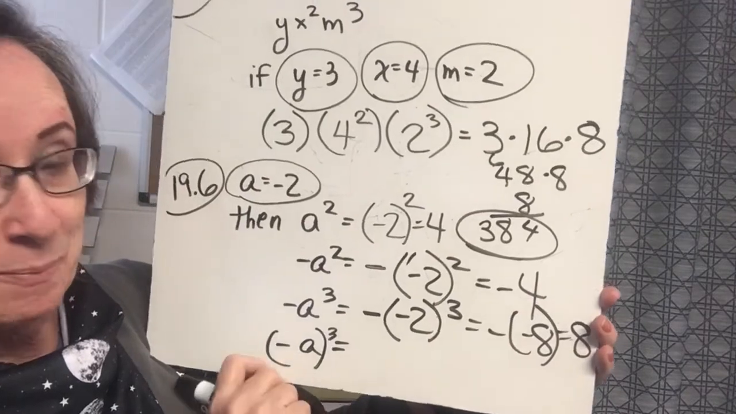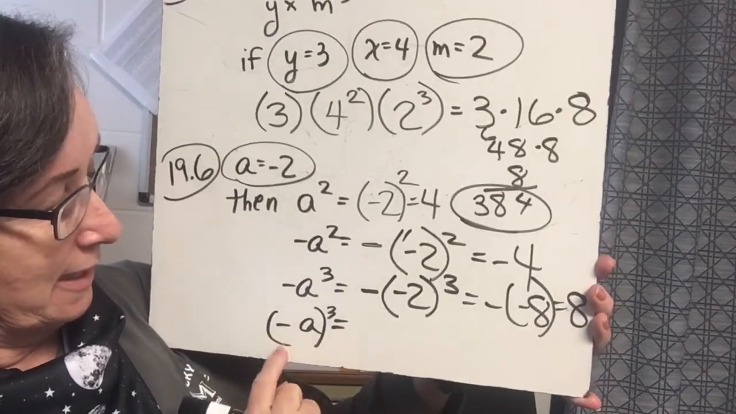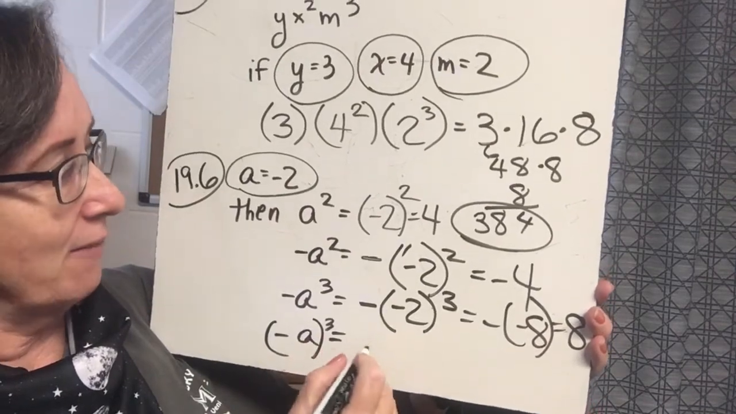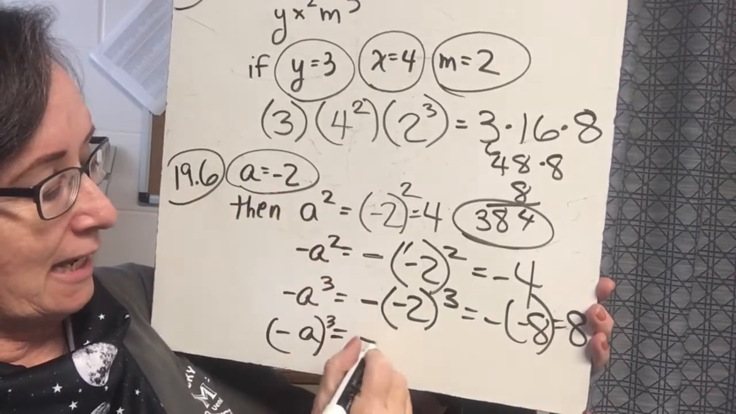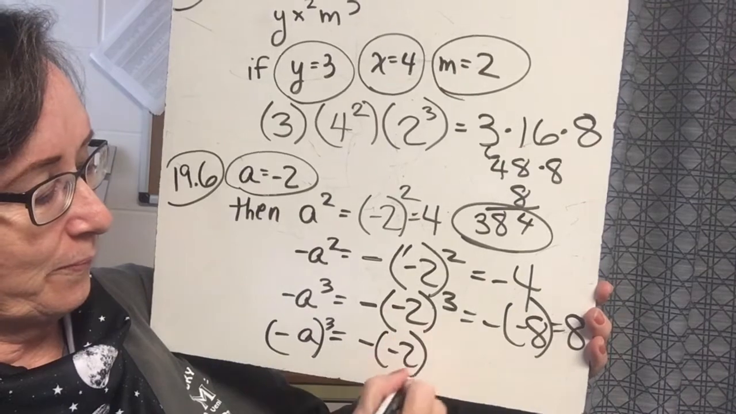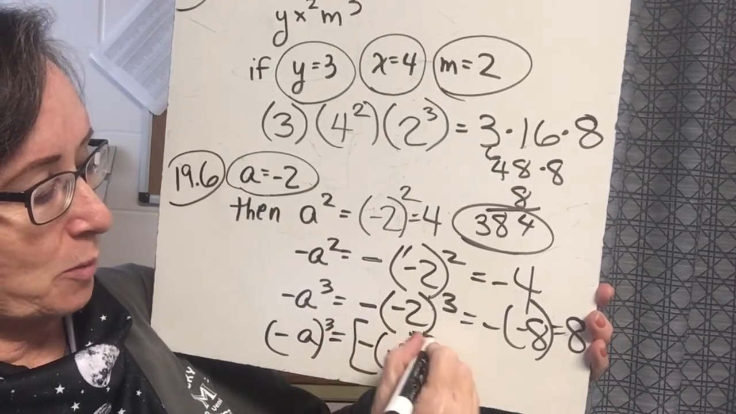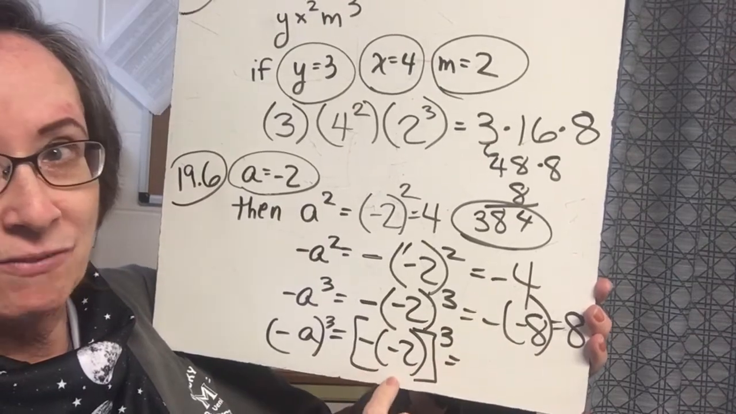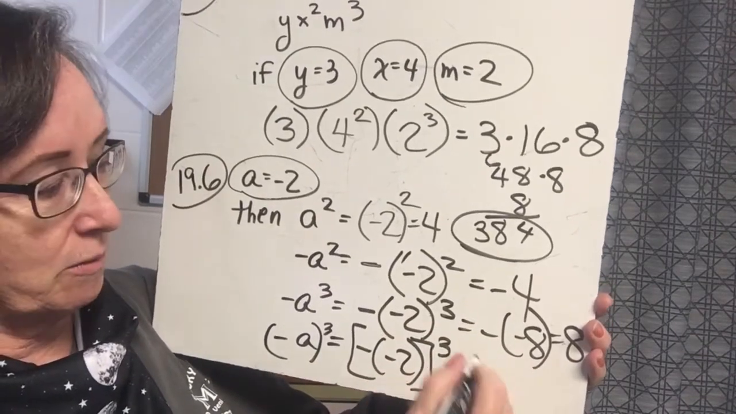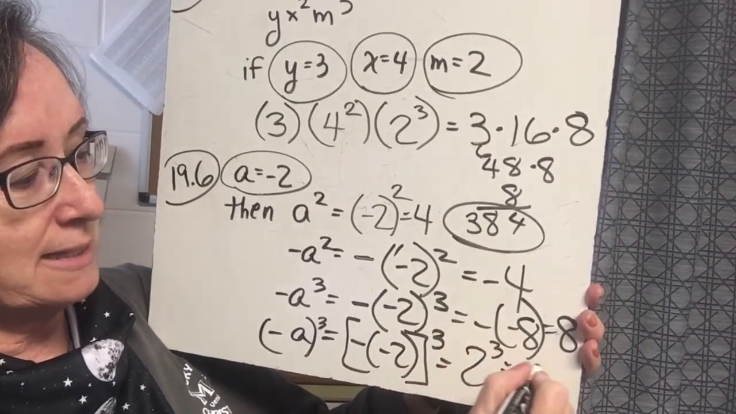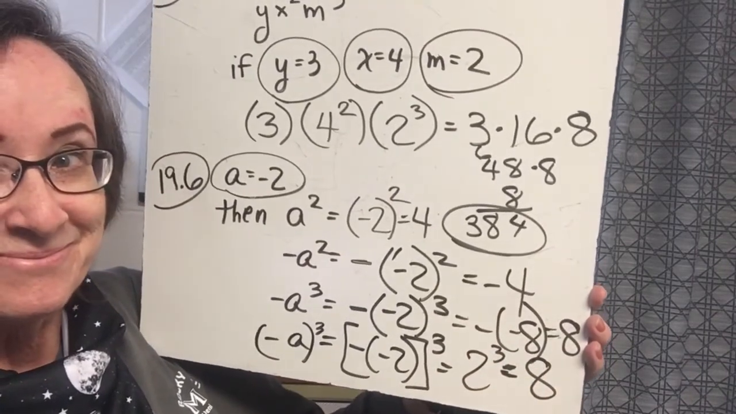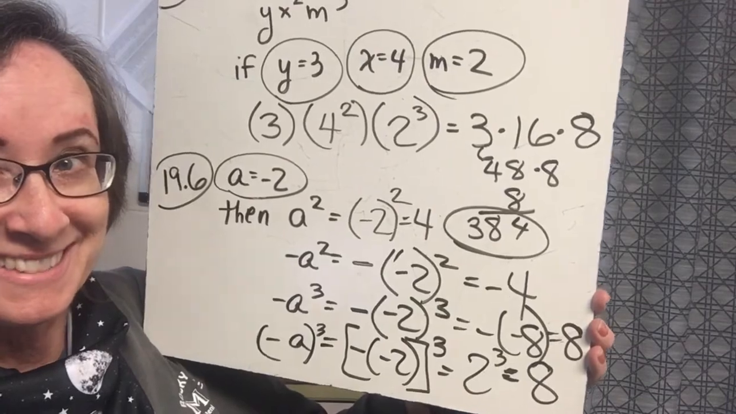And the last example on this board is negative a included in parentheses. So we're going to have negative a, negative 2. And then this whole thing, I'm going to use a bracket, is raised to the third power. So negative of a negative 2 is a positive 2. So 2 cubed is 8. It's kind of fun, isn't it?